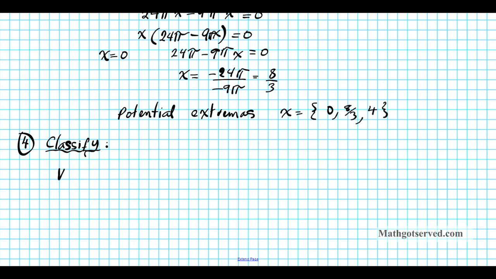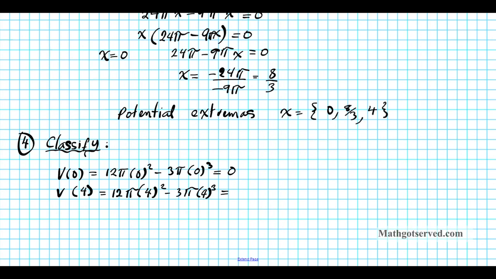So if we do v of 0, for example, plugging 0 into the original function, 12 pi times 0 squared minus 3 pi times 0 to the third, that's going to be 0. And if you compute v of 4, 12 pi times 4 to the second power minus 3 pi times 4 to the third, plug that into your calculator, you'll get 0 also.